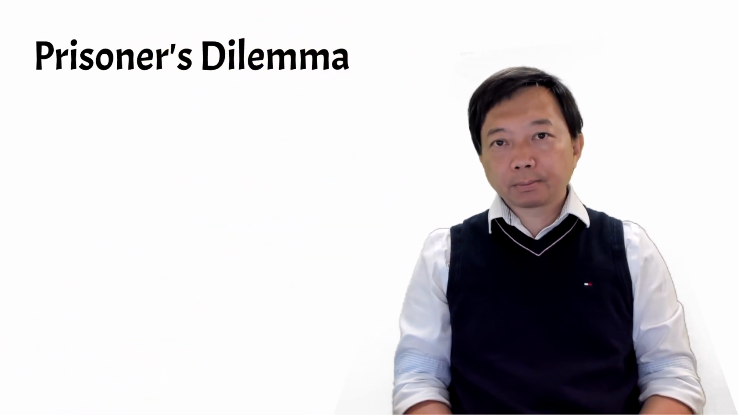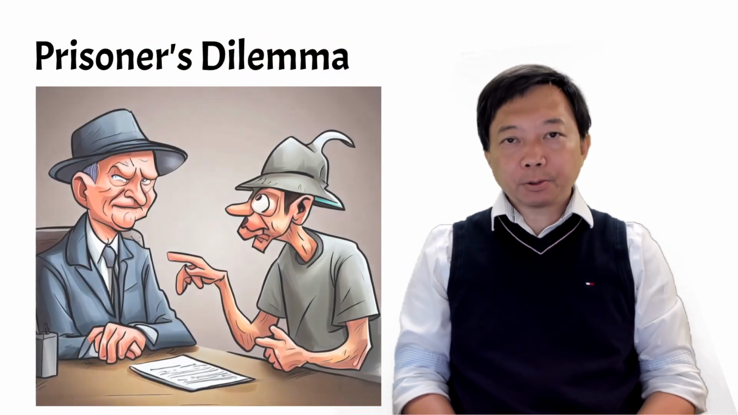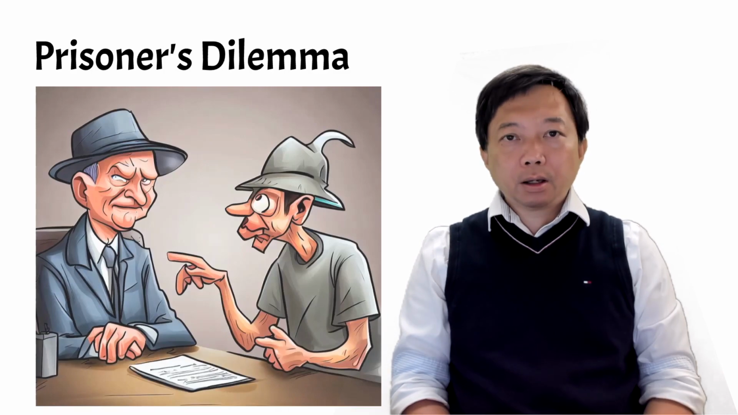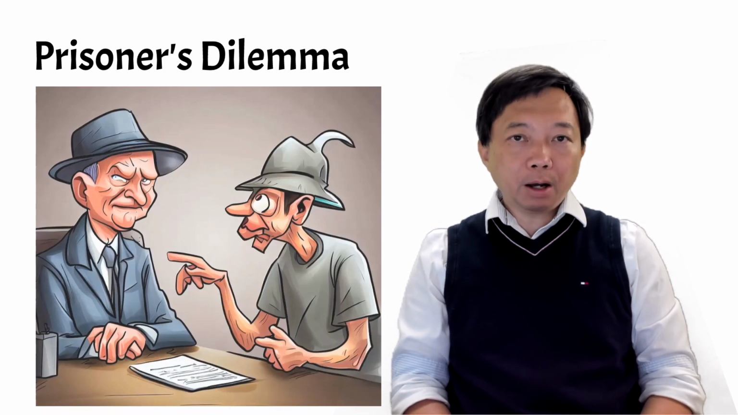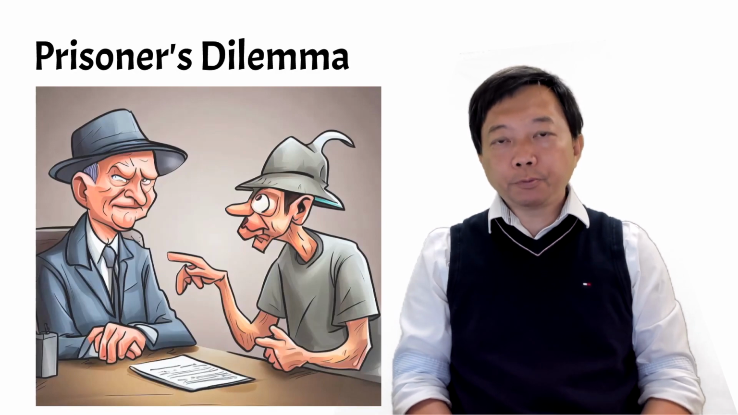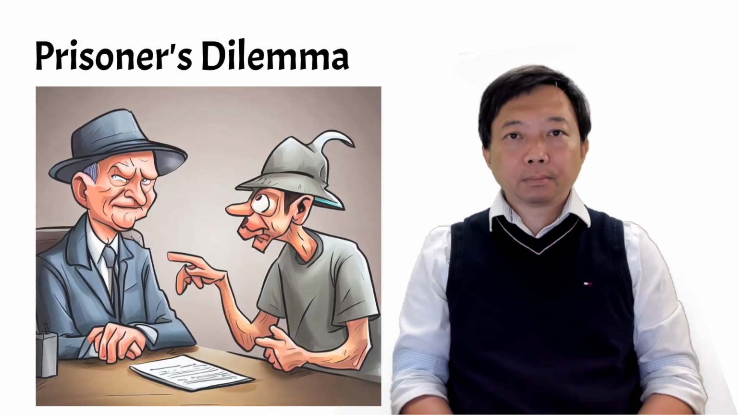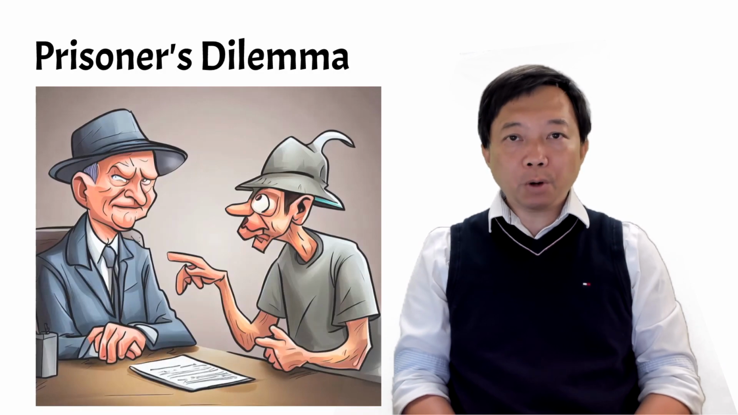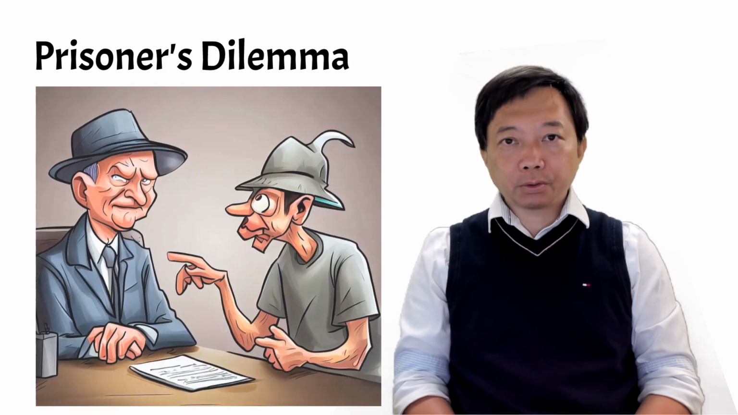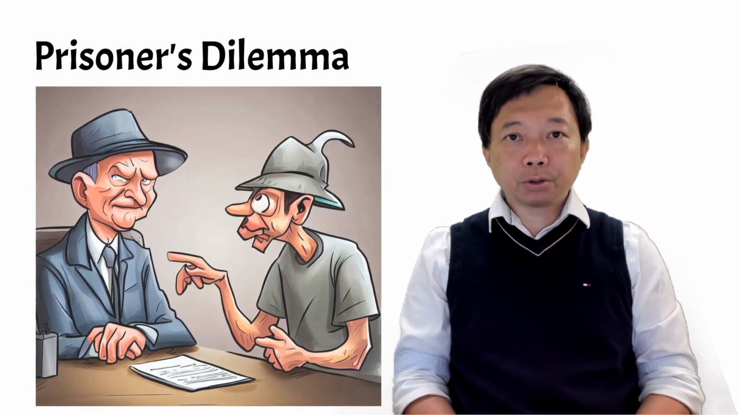The prisoner's dilemma is a story like this. Two robbery suspects were caught. If both suspects admit to the robbery, they will be sentenced to 4 years in prison. If neither suspect admits to the robbery, the prosecutor does not have enough evidence and can only charge them with a lighter crime of illegally carrying a gun, and they will be sentenced to 2 years in prison.